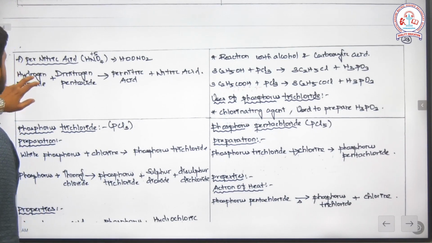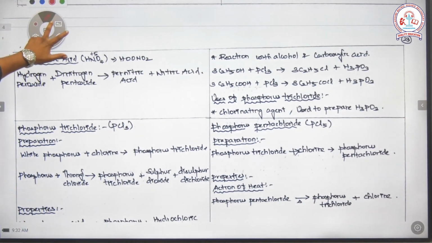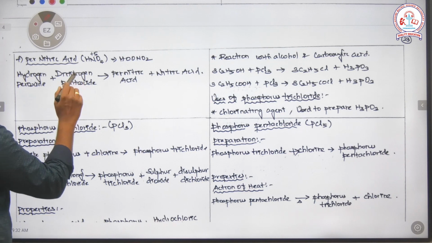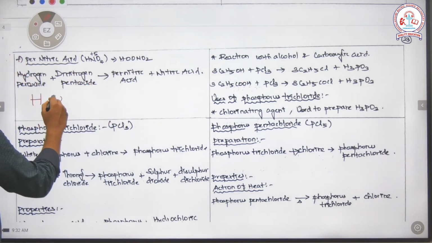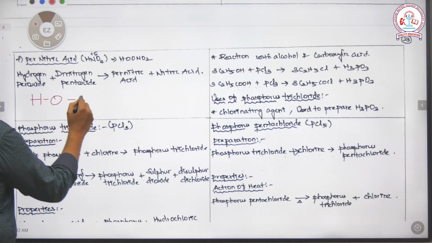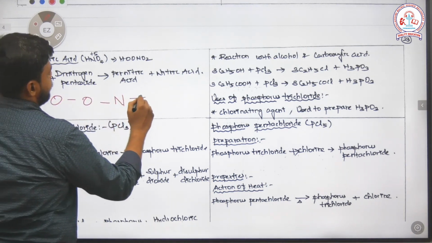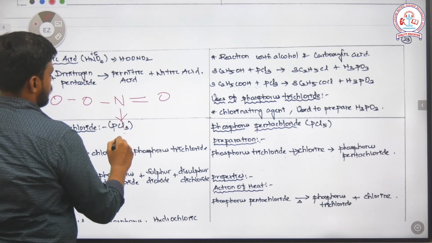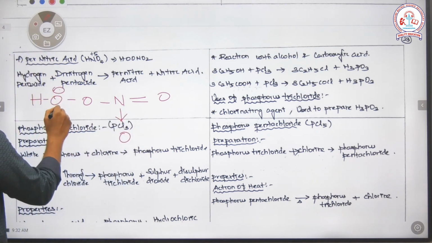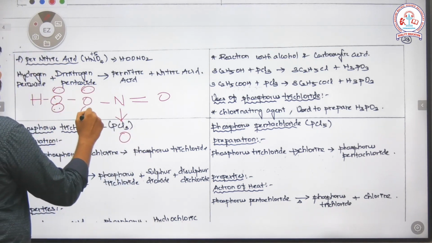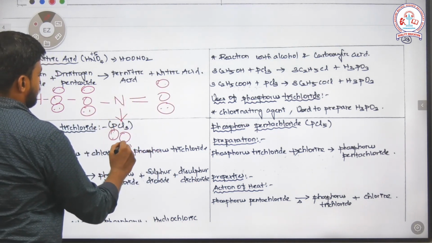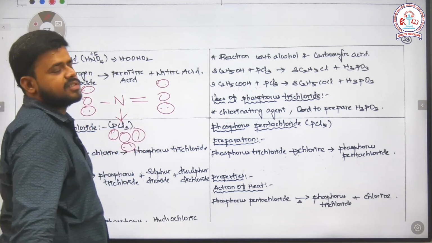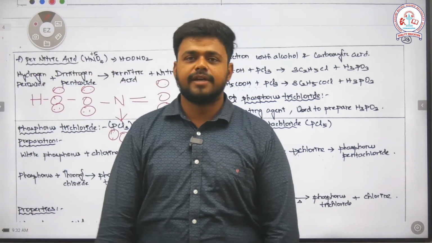Then pernitric acid. Pernitric acid has the molecular formula HNO4. The oxidation state is +5. The structure includes HOONO2, with lone pairs placed on the oxygens. So this is regarding the structures of these oxides and oxoacids of nitrogen.